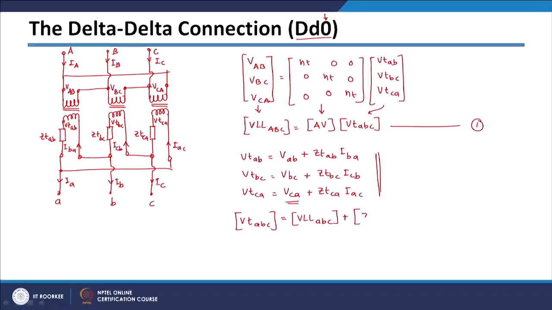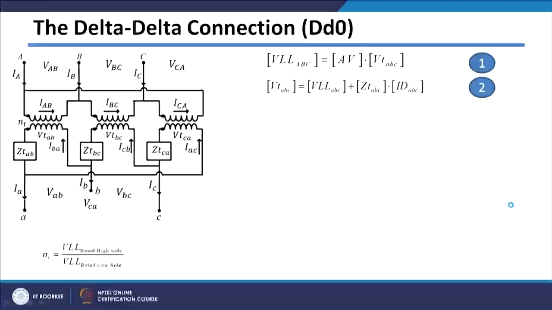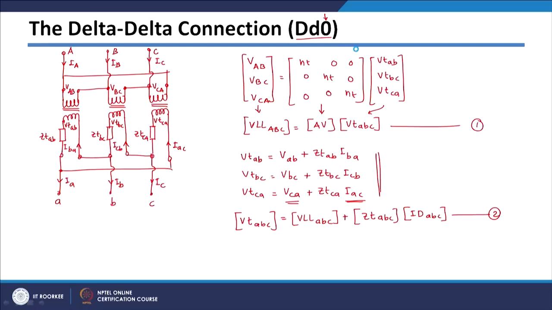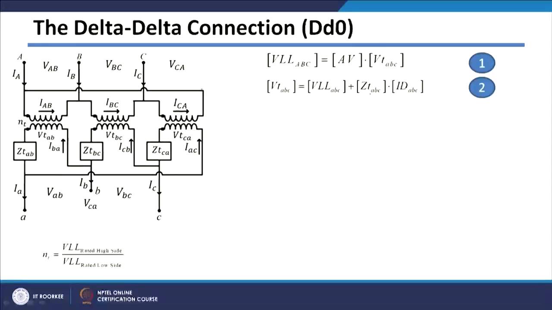plus your impedance matrix ZT ABC multiplied by these currents which are ID ABC, because these are delta phase currents, and this I can write as expression number 2. So, if we take these two equations on next slide, we have got these two equations here. So, VLL ABC is equal to AV into VT ABC, which was actually our first equation. So, this was our first expression, and this was our second expression, which I represented here.